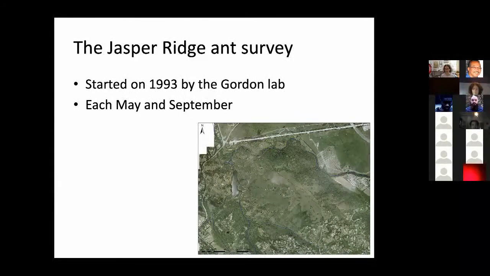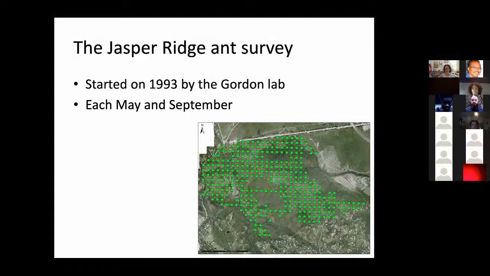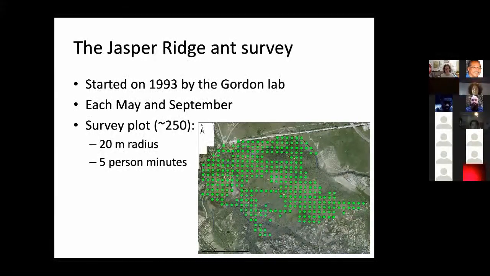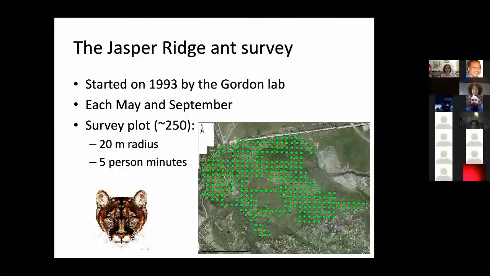And each May and September, a graduate student would walk the entire preserve and document all ant species in about 250 points. So yeah, imagine that. It would take about 30 days to cover the entire place. And that was before we knew how many mountain lions are out there.